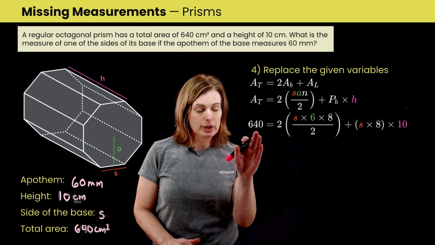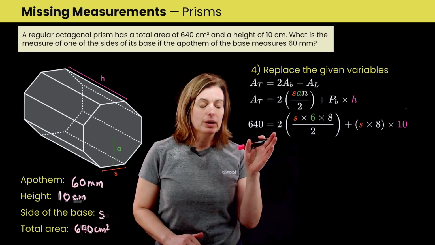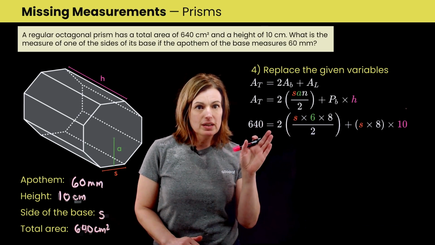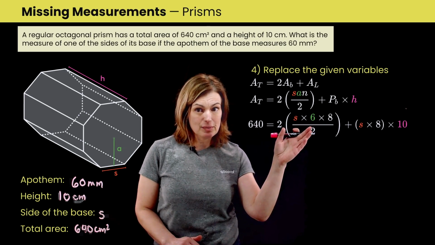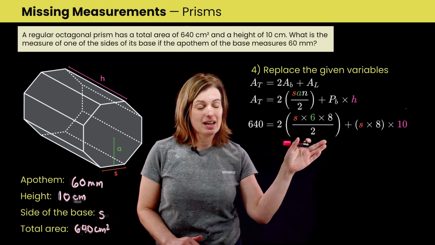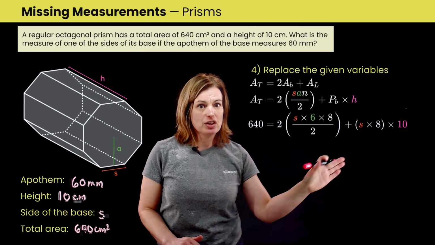That's my 640. And that is equal to, well, 2 is part of my formula anyway. You see the S here. We don't know what that is. That's what we're going to be looking for, but we know that the apothem is 6 centimeters. And then we also know that it's an octagon, so we have 8 sides. The 2 is inherent to the formula, so that doesn't change.